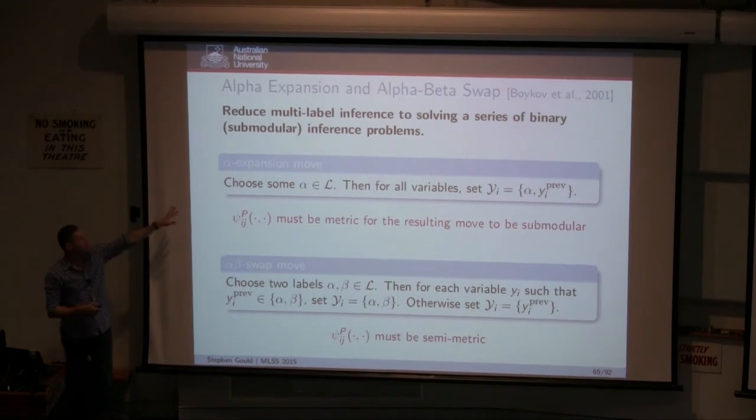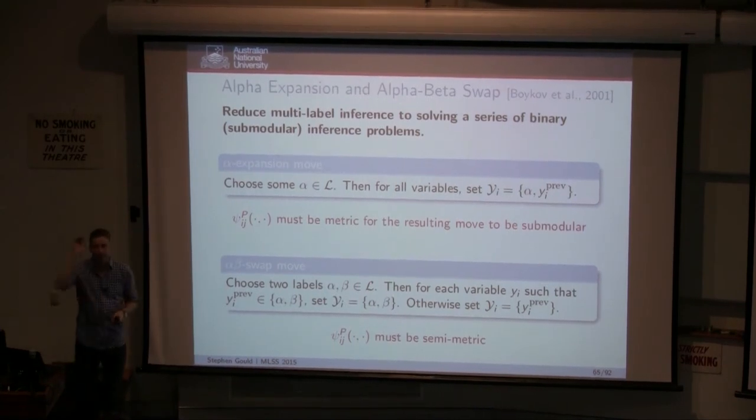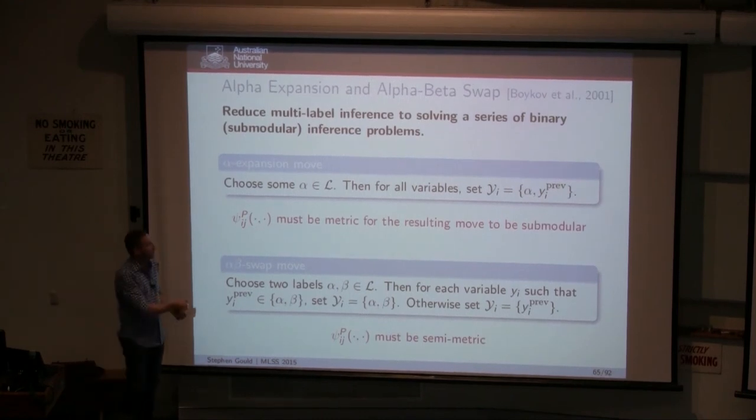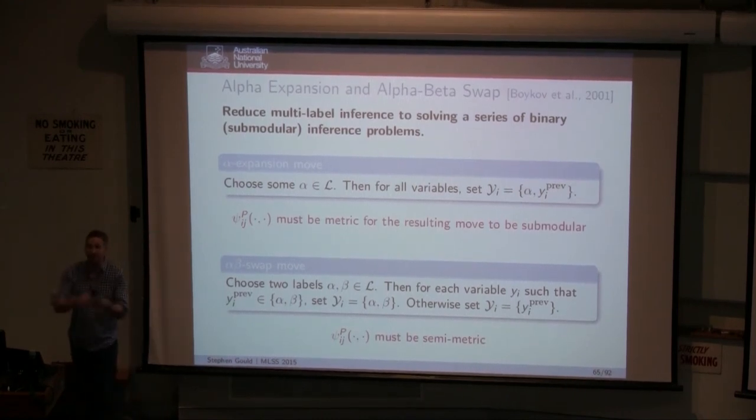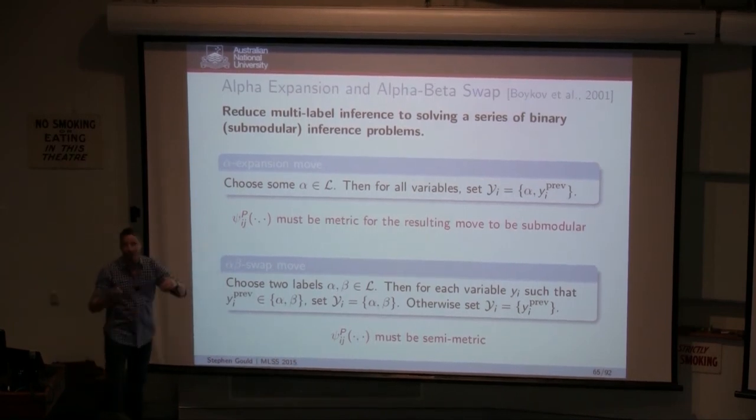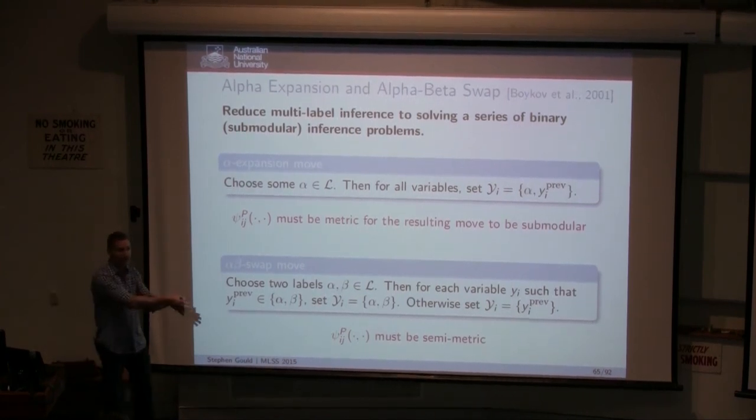We say, for this particular move, for this iteration, I'm going to choose my label as sky. Right? And then what I do is I allow every variable to either keep their current assignment or to take this new assignment alpha. Okay? So they can either stay what they're currently labeled as, or they can be labeled as sky. That gives me a binary labeling problem. Right? The problem is now reduced to a binary problem of stay with your current label or take a different label, the label alpha.